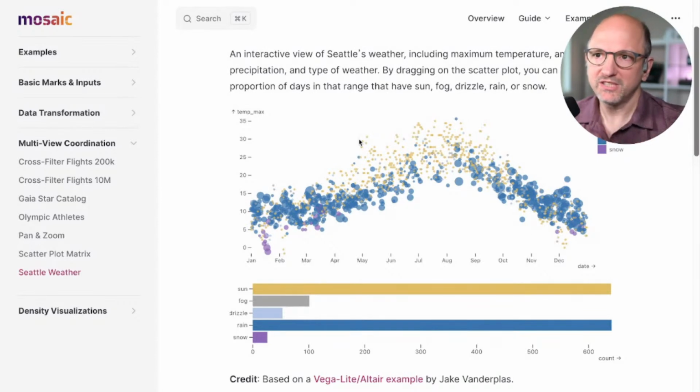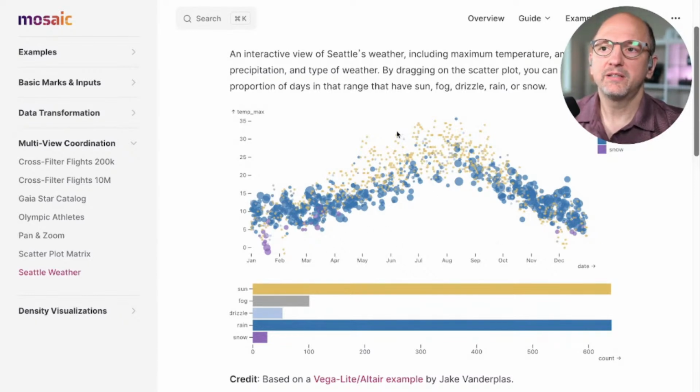This particular example doesn't really show that, but I wanted to show it anyway because it's actually more interesting here for interaction. So this is a data set about one year's worth of weather in Seattle. And they have these different categories here. So for each day, there can be several things happening, which is actually quite common in Seattle. So there can be sun, fog, drizzle, rain, and snow. And then there's also the temperature. So this is temperature here, and then this is just the time axis.